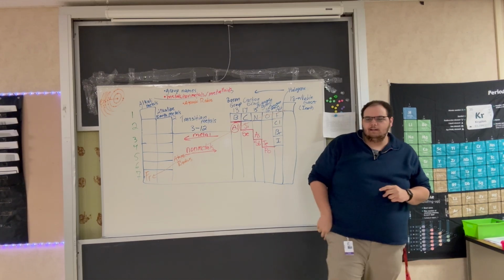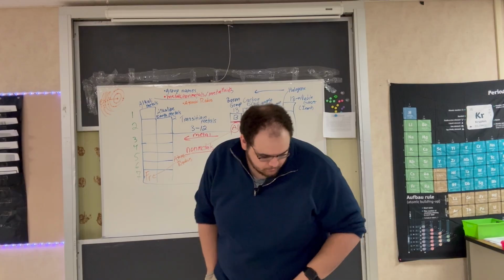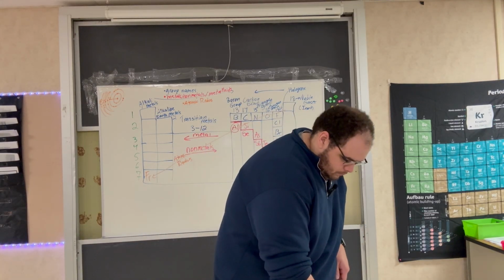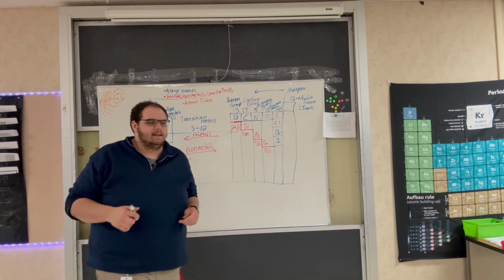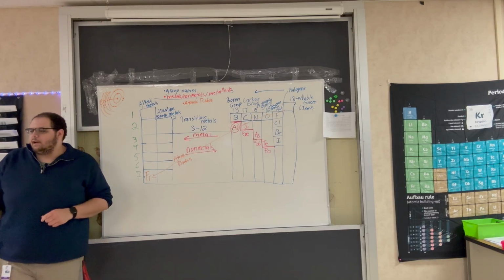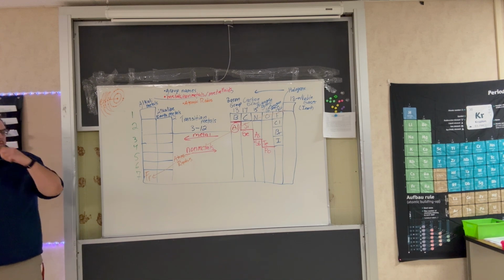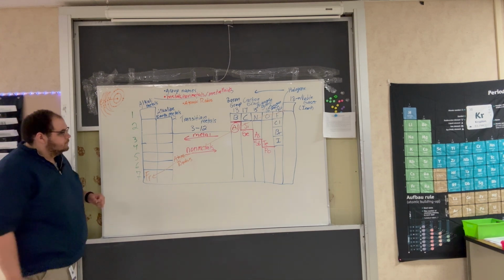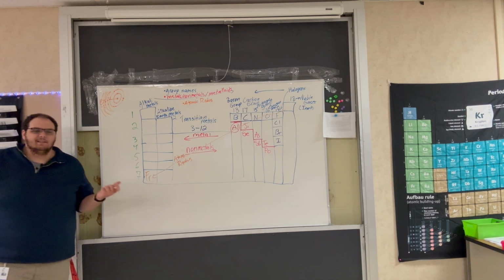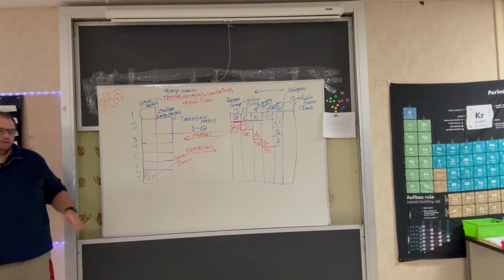The second trend I need to talk about, which I would argue is the most important, is called electronegativity. Have you guys used electronegativity yet this year? No. Oh, okay. Interesting. Electronegativity is essentially the opposite of atomic radius in terms of the trend line.